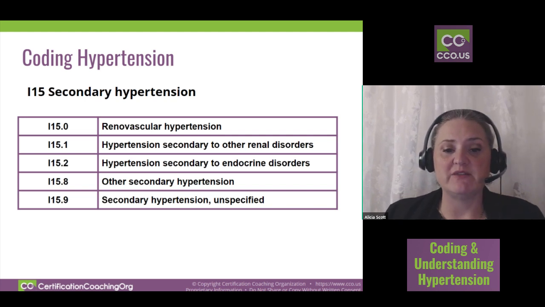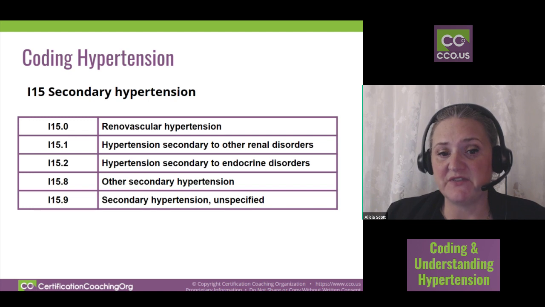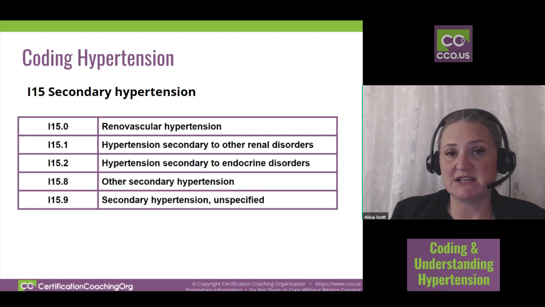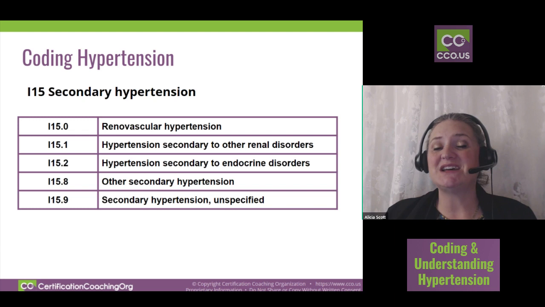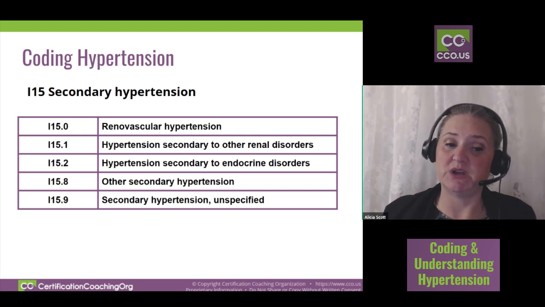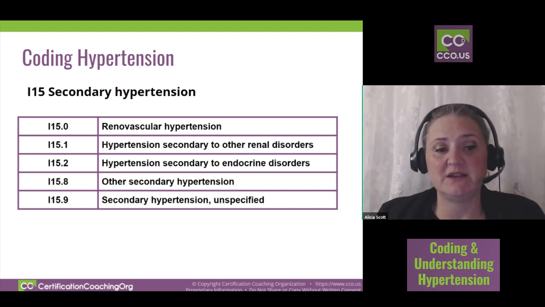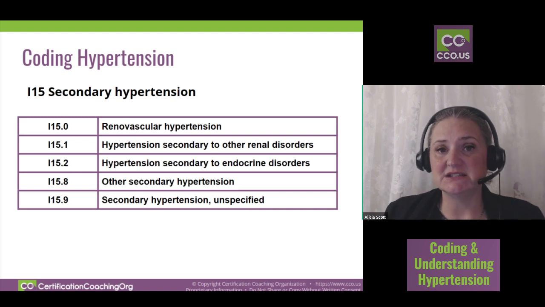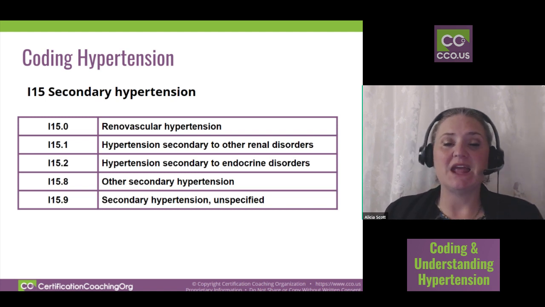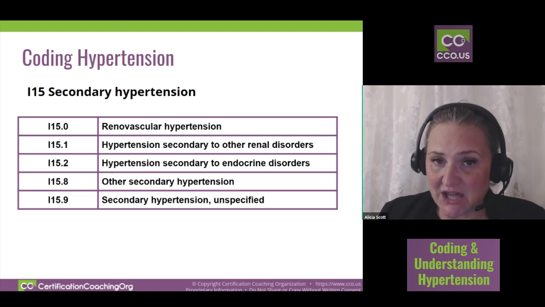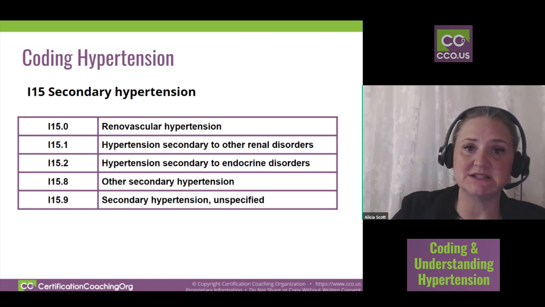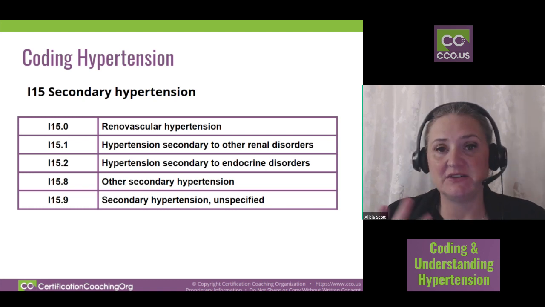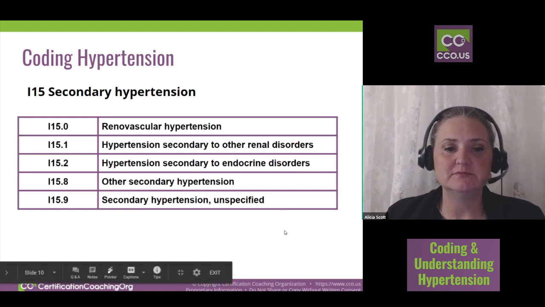And then I15.9 means unspecified. They've stated that the patient has secondary hypertension, but they didn't document what it was secondary to, so we don't know. Therefore, it's unspecified, and that would be a 9. Almost always, but not 100% of the time, 9 is classified as unspecified, and an 8 is usually other. There are some odd cases where 8 ends up being unspecified or something else, but as a general rule.